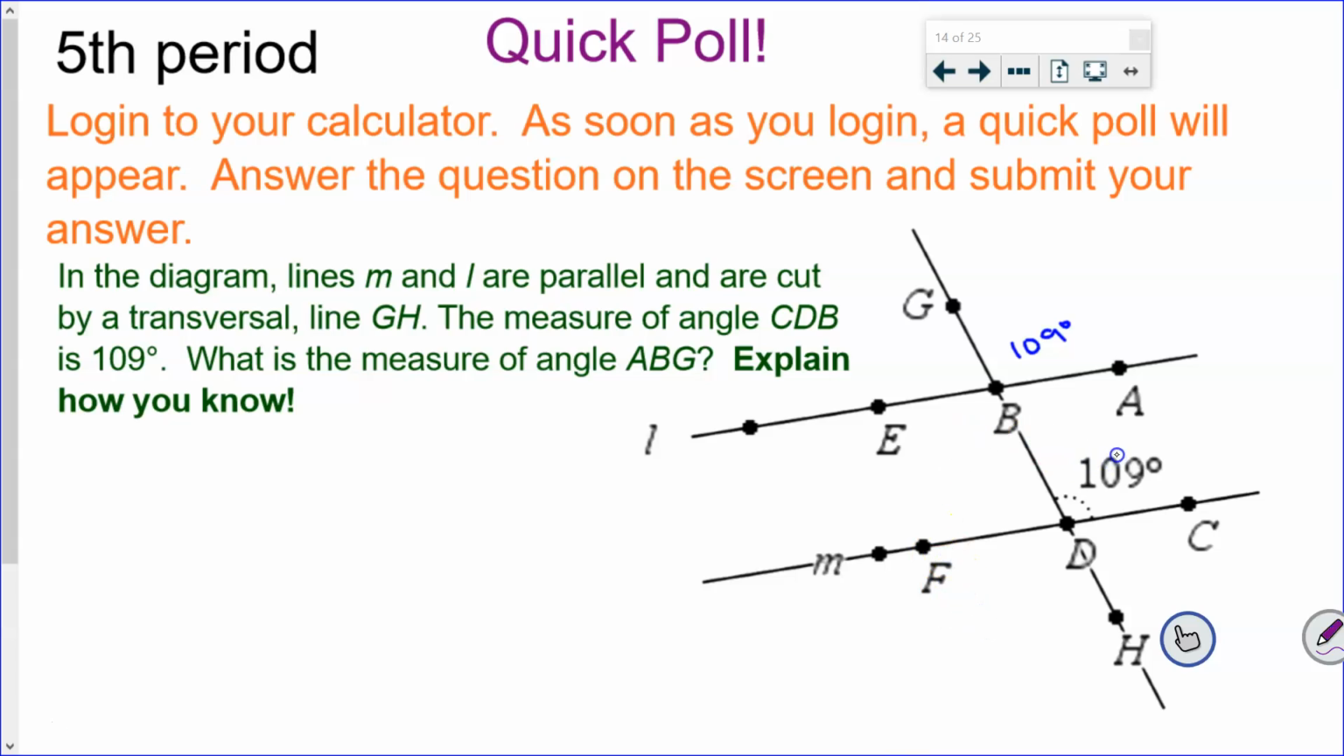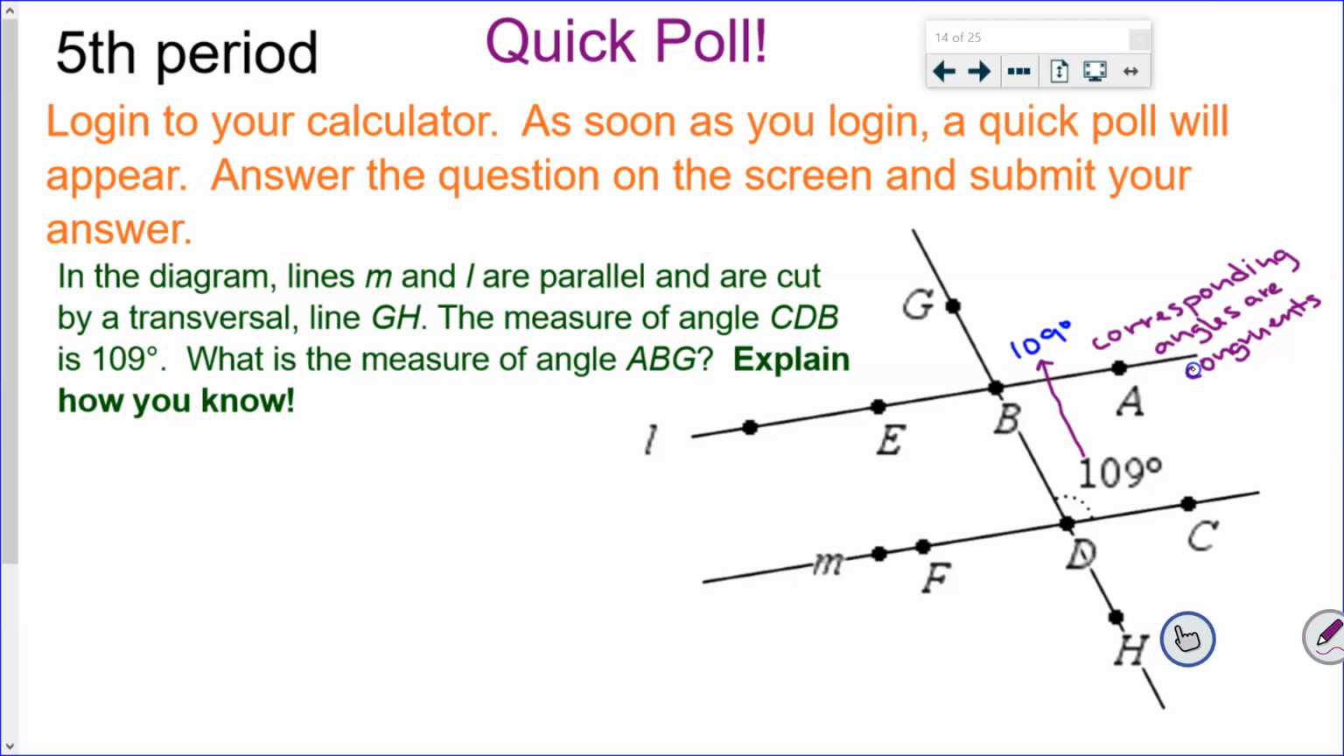The reason I know that this angle is 109 degrees is just as we saw yesterday, we can take this angle and translate it into this position. Therefore, these are corresponding angles. The justification that would have earned full points is 109 degrees because corresponding angles are congruent. You also could have talked about a translation. If you talked about a translation, that also would have earned full points.